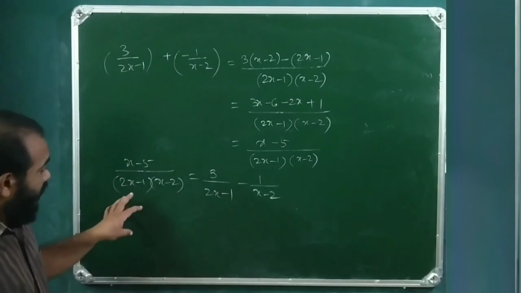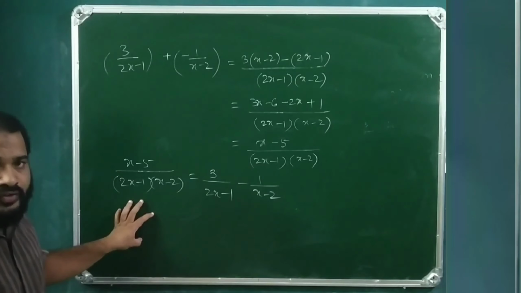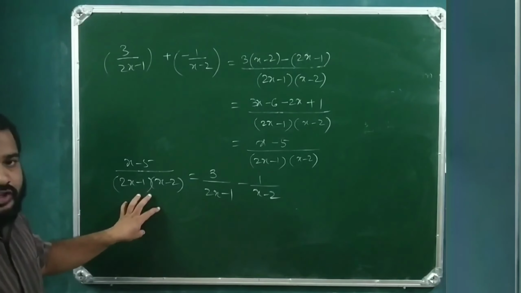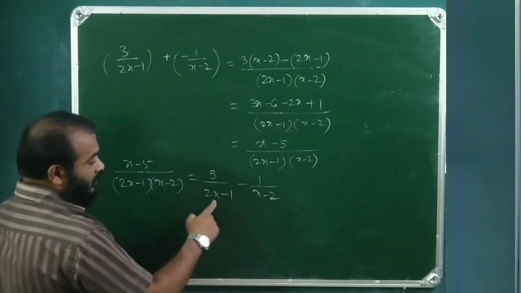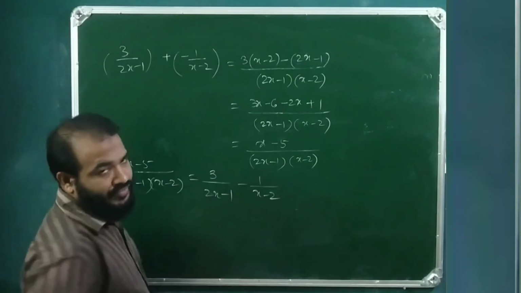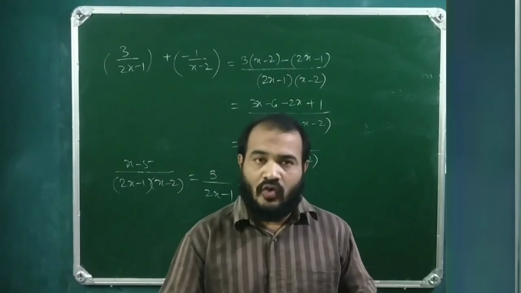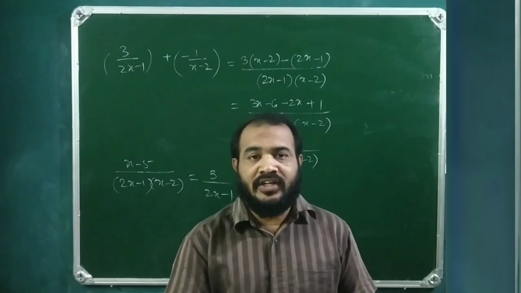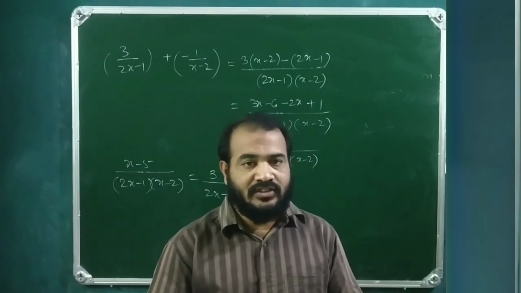So this process is known as decomposition into partial fractions, and these two are said to be the partial fractions. So in this chapter we will be learning the methods of resolving the given fraction into a sum of two or more partial fractions.